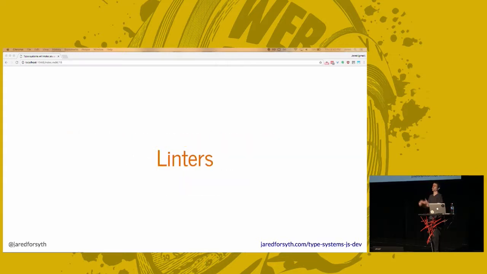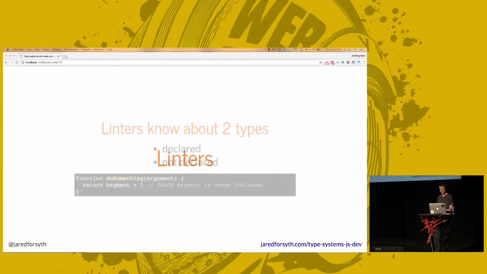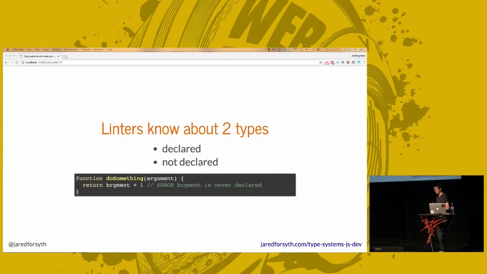And you might be thinking, what do linters have to do with types? But they do know about 2 types. There's declared and not declared. And in non-strict JavaScript, this code wouldn't even be an error, right? I've typoed argument, it's Bergman. But JavaScript would say, oh, that's fine, it's undefined. Undefined plus 1 is not a number. We'll just return that.